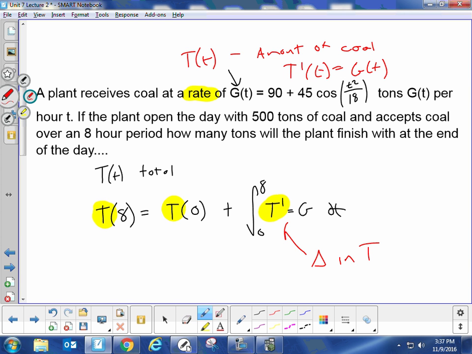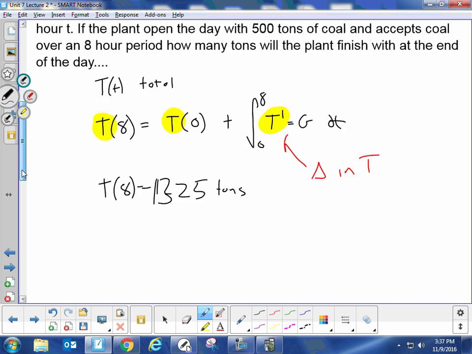Oh, I know. Ready? Boom. There we go. All right. So 1,325 tons of coal. Okay.